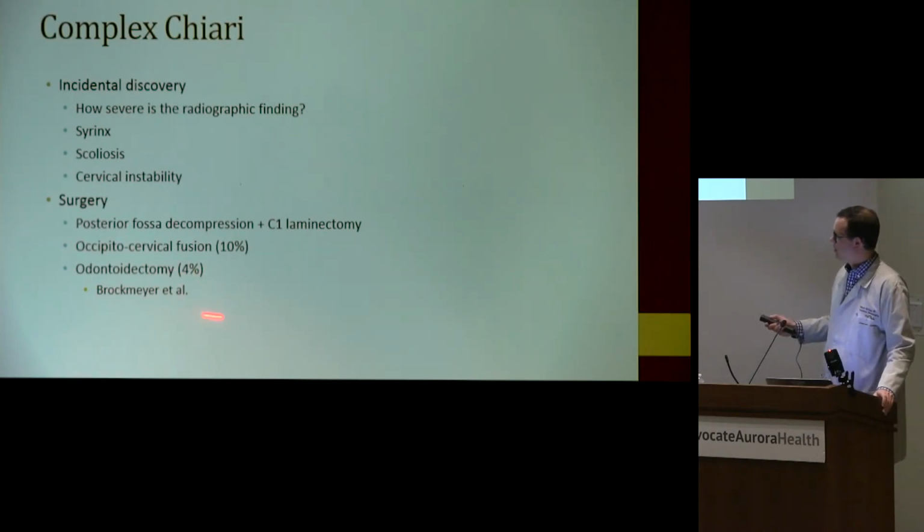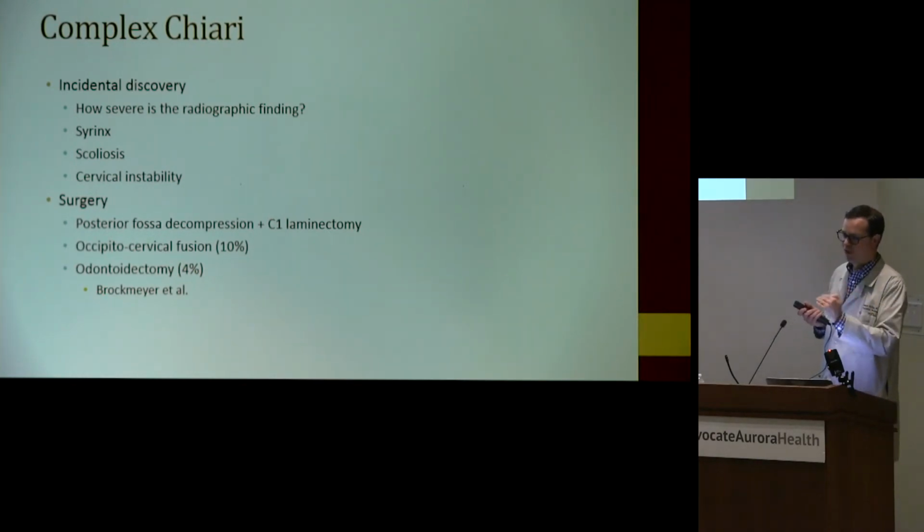Odontoidectomy is something that's fairly rare, but in those Chiari 1.5 cases, if there's really severe retroflexion of the dens and it's really pushing into the medulla, you might have to go through the mouth and remove that bone. Okay? Yeah. Can I ask a question right there?